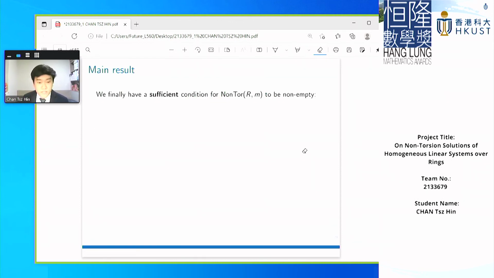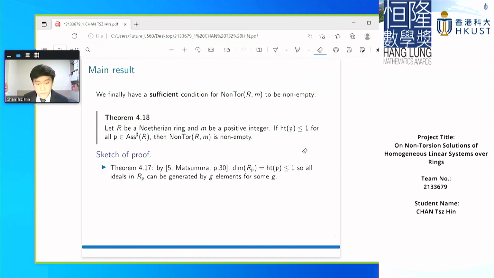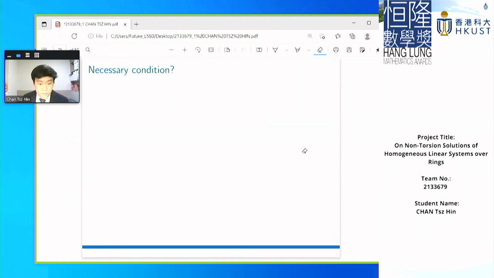So we finally have a sufficient condition for the set of non-torsion numbers to be non-empty, which is the following main result. It says that if the height of all maximal associated primes is less than or equal to 1, then the set of non-torsion numbers is non-empty. The proof is as follows. If the condition is satisfied, then all ideals in R_P can be generated by g elements for some g. By our lemma, this means that any submodule of R_P^m can be generated by mg elements. And so mg plus 1 would be an element of non-tor(P, R^m). And this would imply the result by Theorem 4.8.